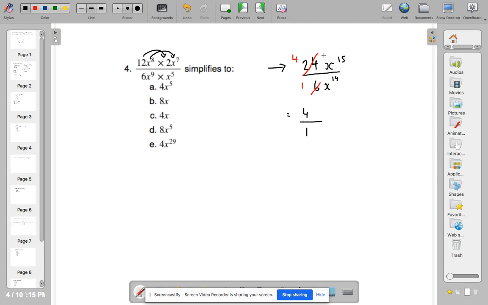Now, because I'm dividing here, I subtract the indices. So it's 15 minus 14, which is x to the power of 1. And I put that x to the power of 1 where the highest power was, which was on the top of the fraction. So I've now got 4x to the power of 1 over 1. Now 4 over 1 is just 4, and x to the power of 1 is just x. So my answer there would be 4x, which would be option C.